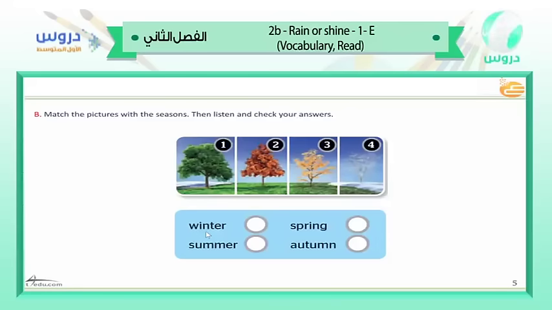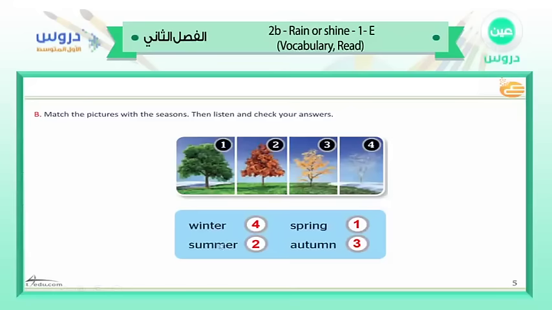We can see the winter. Which one? Excellent. Number four, that's right. What about summer? Which one? Is it one? Is it two? Is it three? Excellent. It is number two. This is summer. What about spring? Which one? Number one or number three? Spring, that's right, number one. What about autumn? Number three. Exactly.